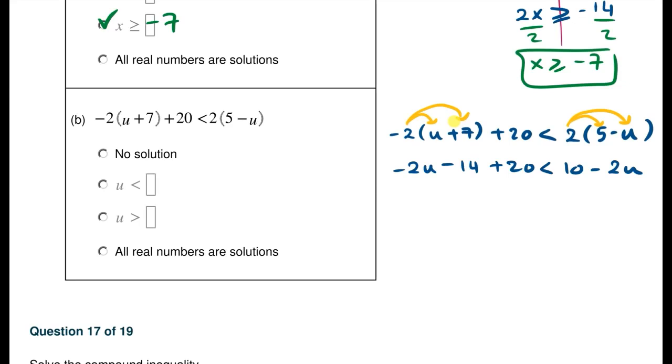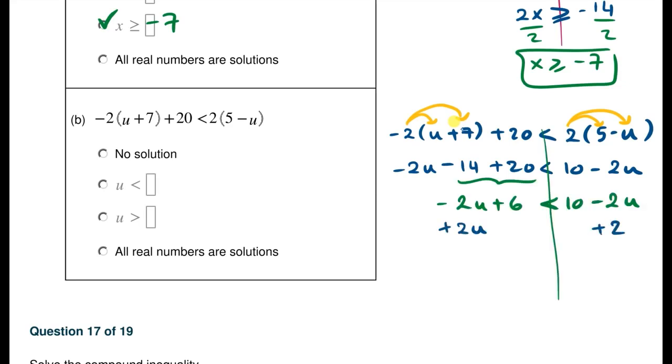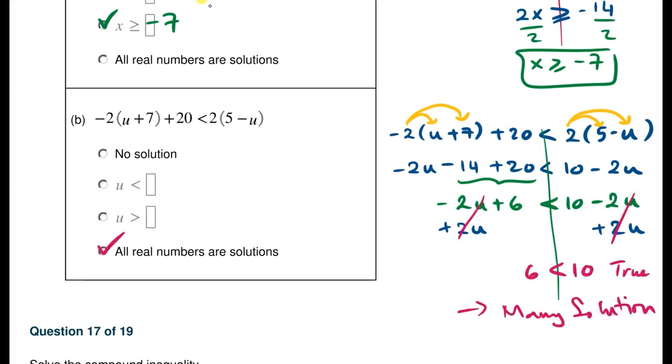Alright, we try to get u on the same side, so we're going to add 2u on both sides. And negative 2u plus 2u is going to be 0. So we just have 6 less than 10. And that is a true statement, 6 less than 10. That means that you have many solutions. Okay, so that will be our real numbers, our solution. Okay, that will be the last one.